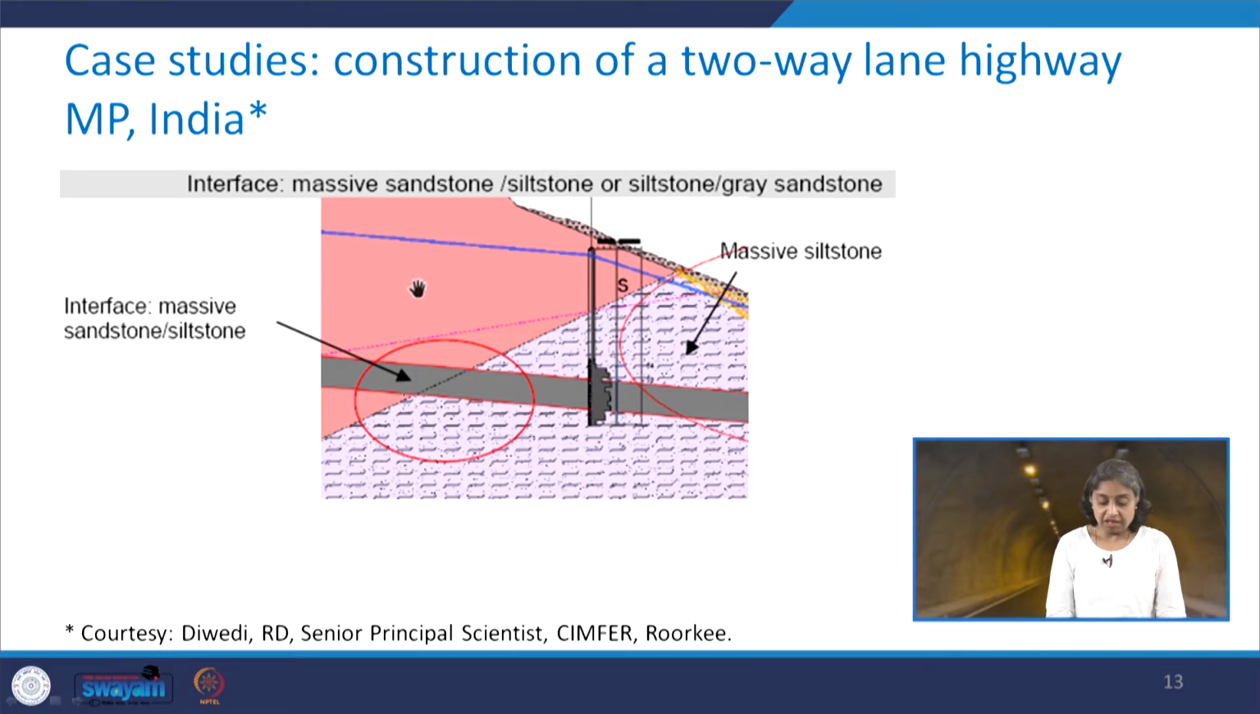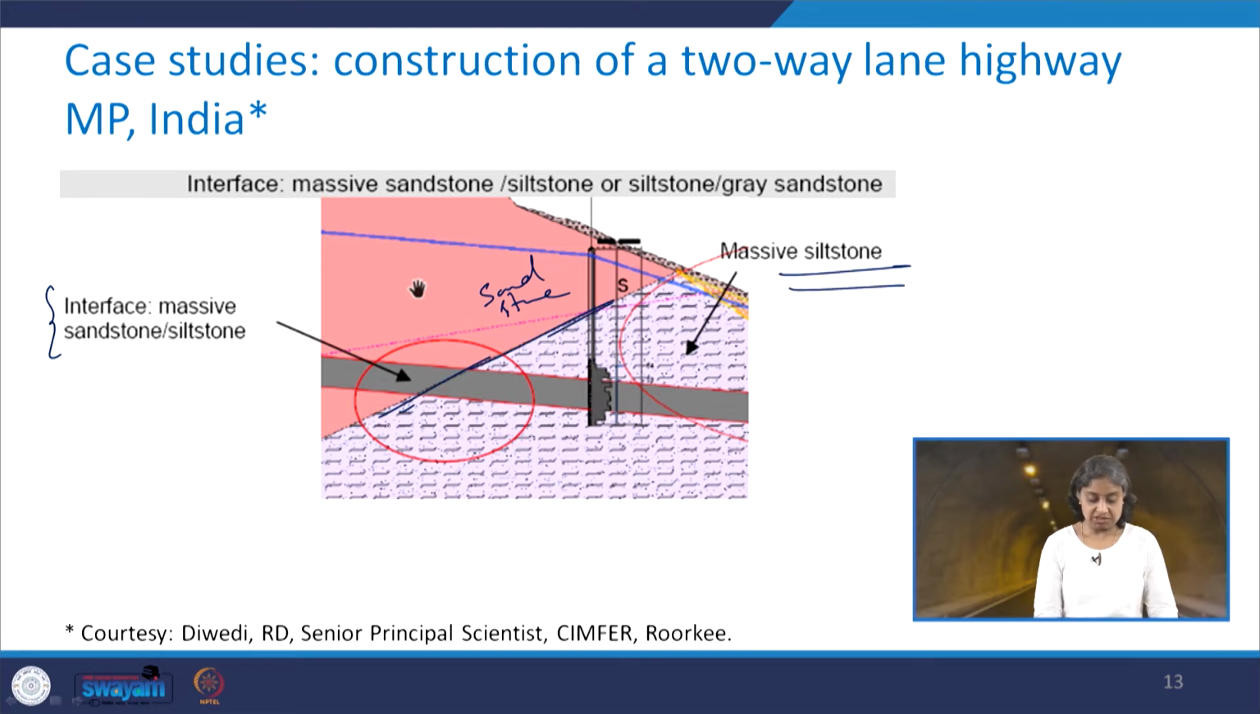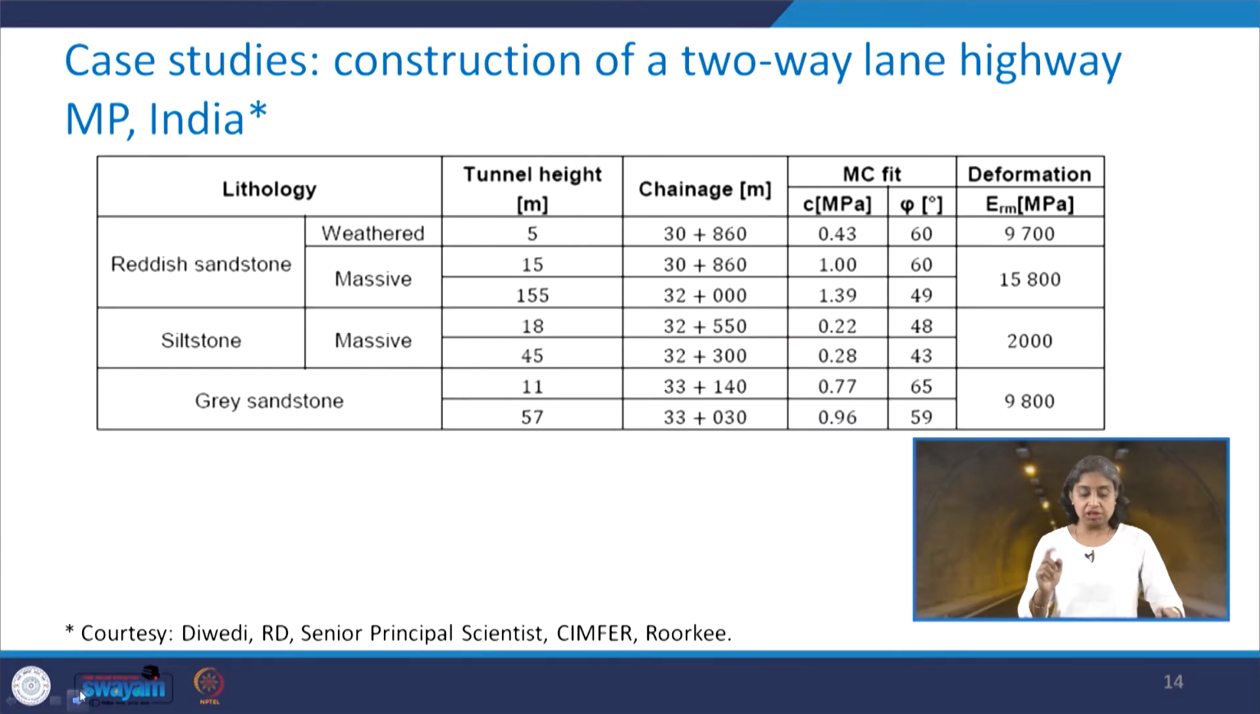But then there was the interface of massive sandstone and the siltstone. See here, this was the sandstone, and here is the siltstone. So, this is the interface which was there along with this. So, this was a potential cause of concern.